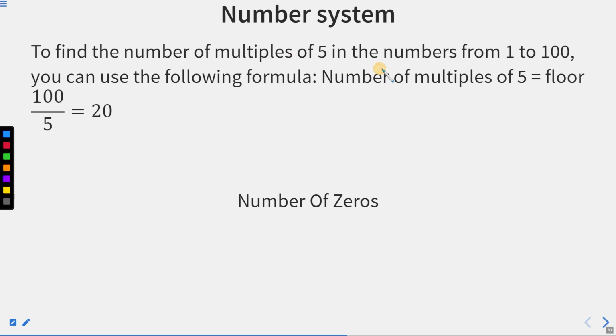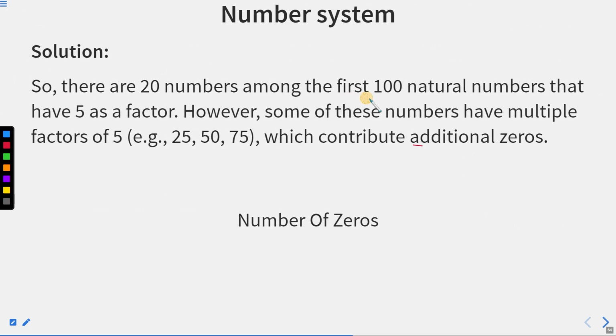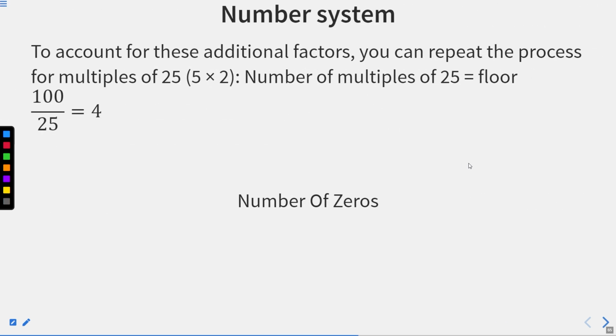To find the multiples of 5 from 1 to 100, we can use the following formula. The number of multiples of 5 is equal to floor of 100 upon 5, that is 20. So we have 20 numbers among the 100 natural numbers that have factor 5. However, some of these numbers have multiple factors of 5, like 25, 50, 75, which contribute additional zeros. If I say 5, it has only one 5. If I say 20, it also has one 5. But what about 25? What about 50? What about 75? They have more than one 5. So we have to take that into account as well.